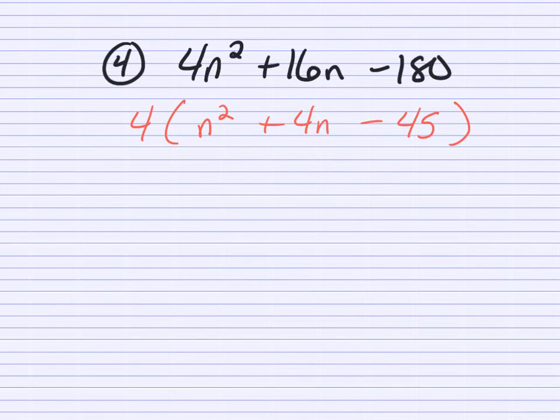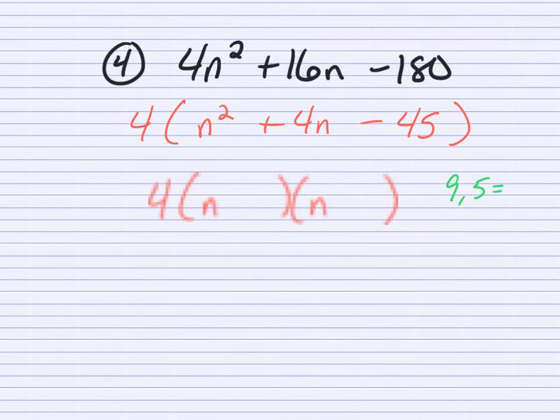Now I factored out a 4, and inside looks just like question number 1, so I can solve it the same, but I have to keep that 4 on the outside. So now I need two numbers that multiply to give me negative 45, but when I add them, I get positive 4. So the numbers that pop up to me real quickly are 5 times 9. So I'm going to say 5 times 9. And to get negative 45, I need one of them to be a negative.